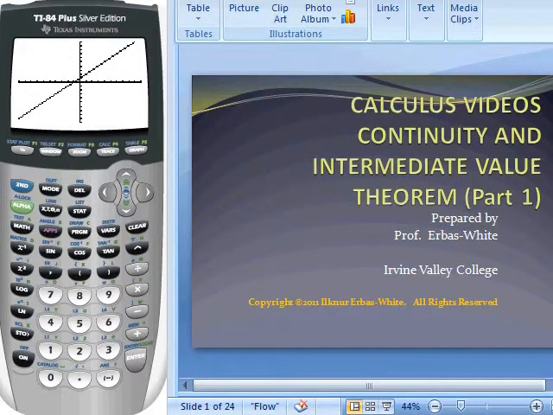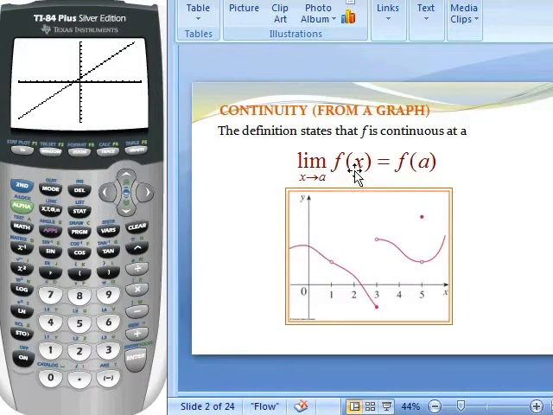Today we will talk about continuity primarily and the intermediate value theorem. So let's go and define continuity first. The definition is f is continuous at a point a when the limit as x goes to a of f of x is the same as f of a.